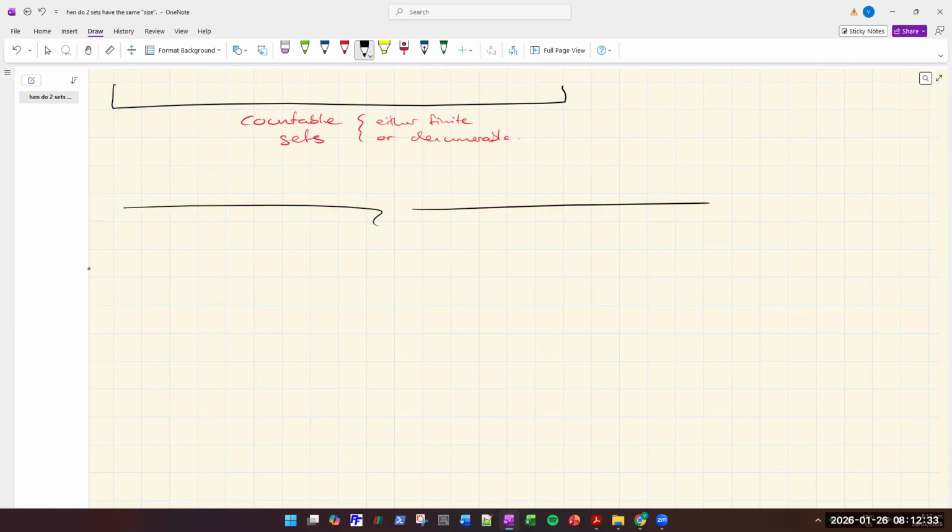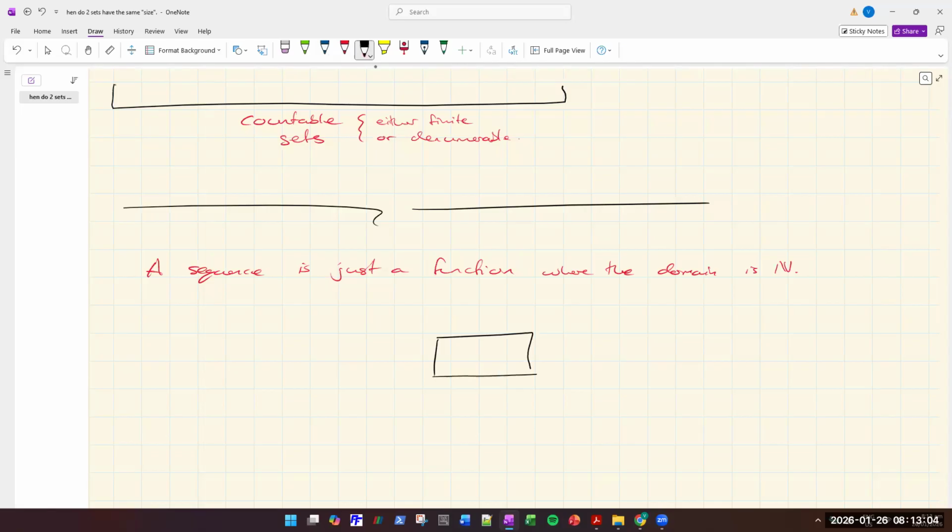So a sequence is just a function, right? A function has a domain, it has a codomain. So it's just a function where the domain is the natural numbers, right? And the idea is the sequence.